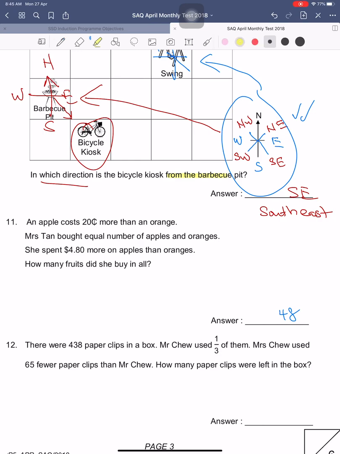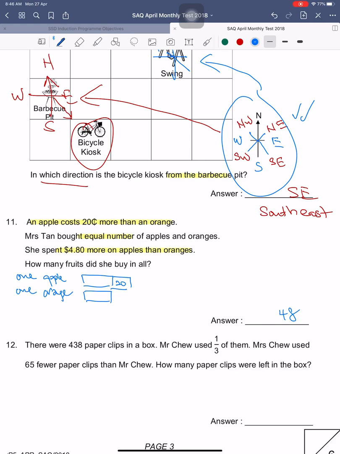An apple costs 20 cents more than an orange. So if you're comparing an apple and an orange, the apple costs 20 cents more. Now Mr. Stan bought, and this is a very important part, an equal number. The number of apples and oranges that she bought is the same. Because of that, she spent $4.80 more on apples than oranges. Now I want you to think: for every one apple compared with one orange, the apple costs more. How much more? 20 cents more.